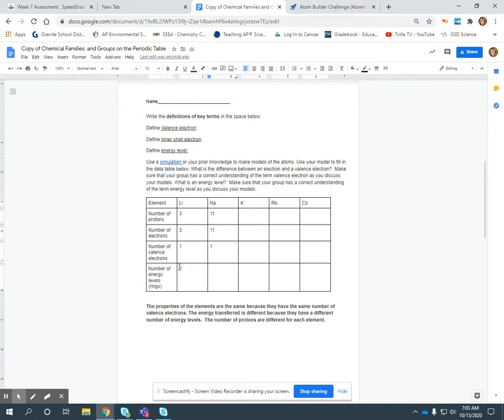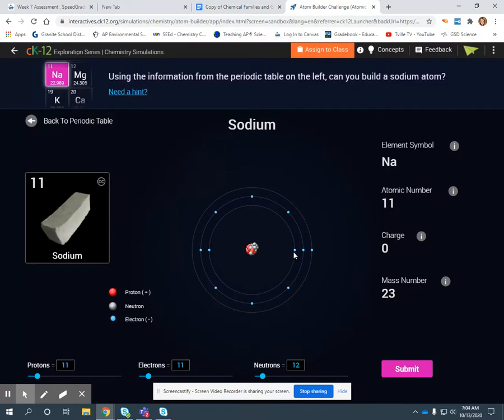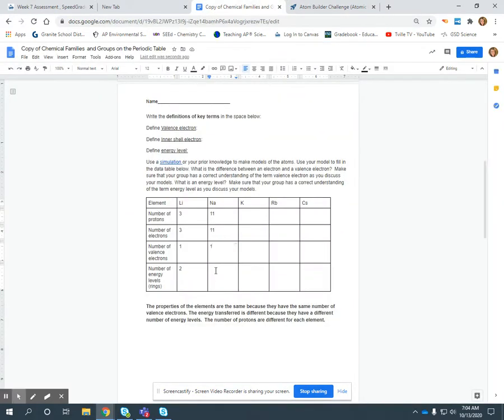And then for the number of energy levels, we're going to count the number of rings. So I'm going to count the number of rings here. 1, 2, 3. There are 3 rings in this picture. So I'm going to state that there are 3 energy levels.